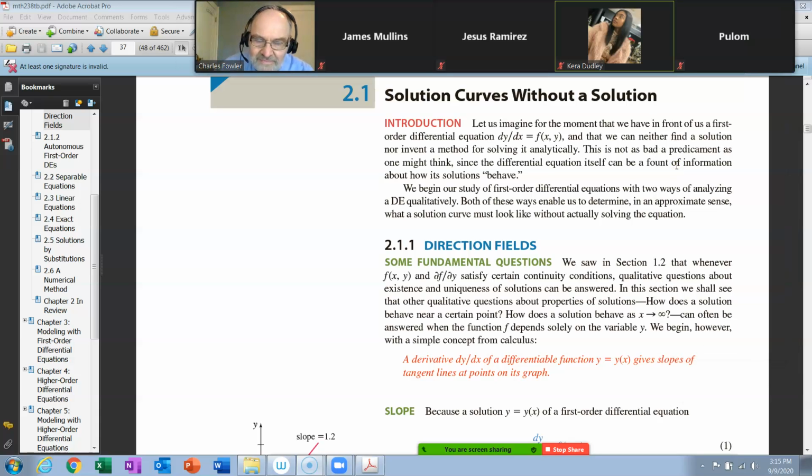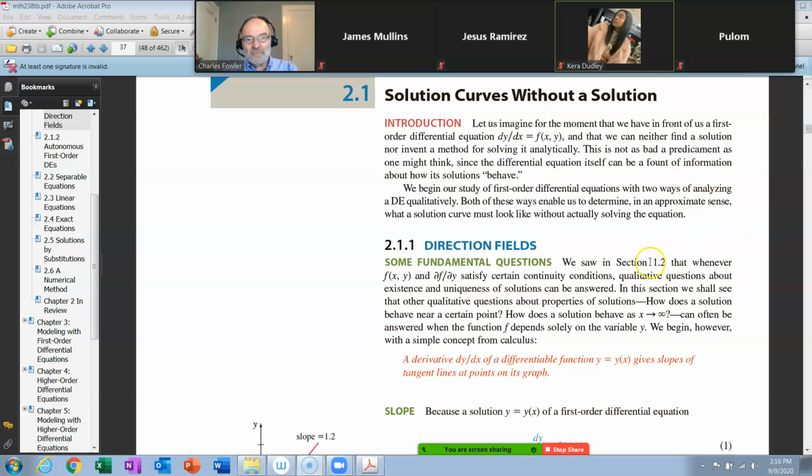So, sorry about that. Let's imagine for a moment we have in front of us a first order differential equation, and we can neither find the solution nor invent a method for solving it analytically. This is not as bad a predicament as one might think, since the differential equation itself can be the fount of information about how its solutions behave. Okay? We begin our study of first order differential equations with two ways of analyzing a differential equation qualitatively. Both of these enable us to determine in an approximate sense what a solution curve must look like without actually solving the equation. So that's why they call it solution curves without a solution.